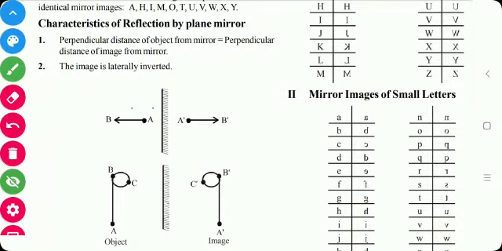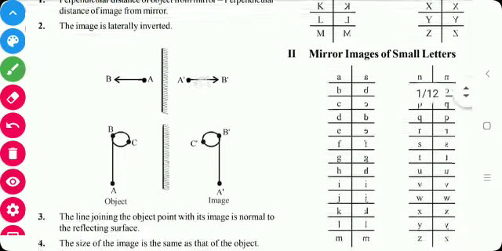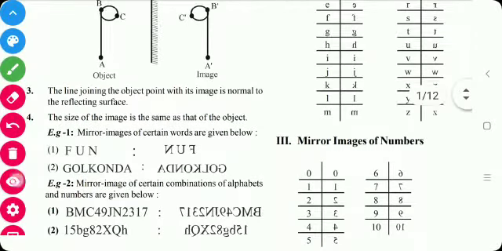The first is that the perpendicular distance of the object from the mirror is equal to the perpendicular distance of the image from the mirror. Next, the image is laterally inverted. It is the inverted image. See the mirror image of this object AB and this object. Next, the line joining the object point with the image is normal to the reflecting surface. Fourth characteristic is that the size of the image is the same as that of the object.